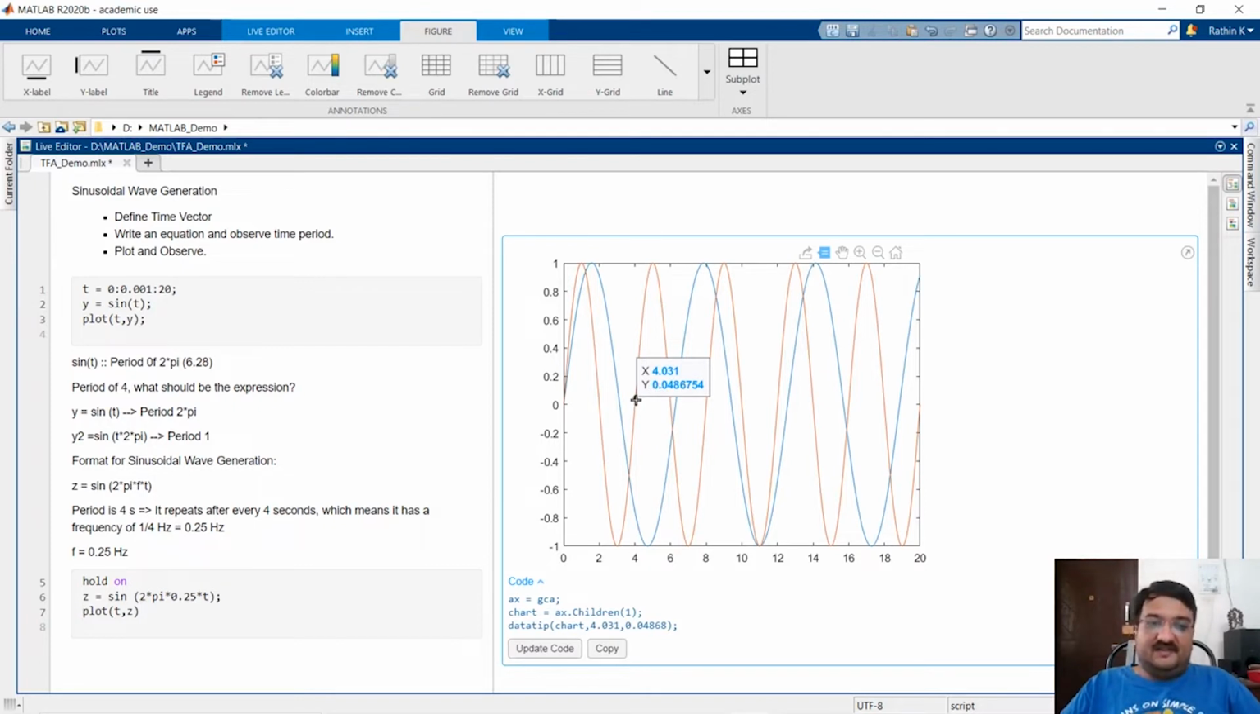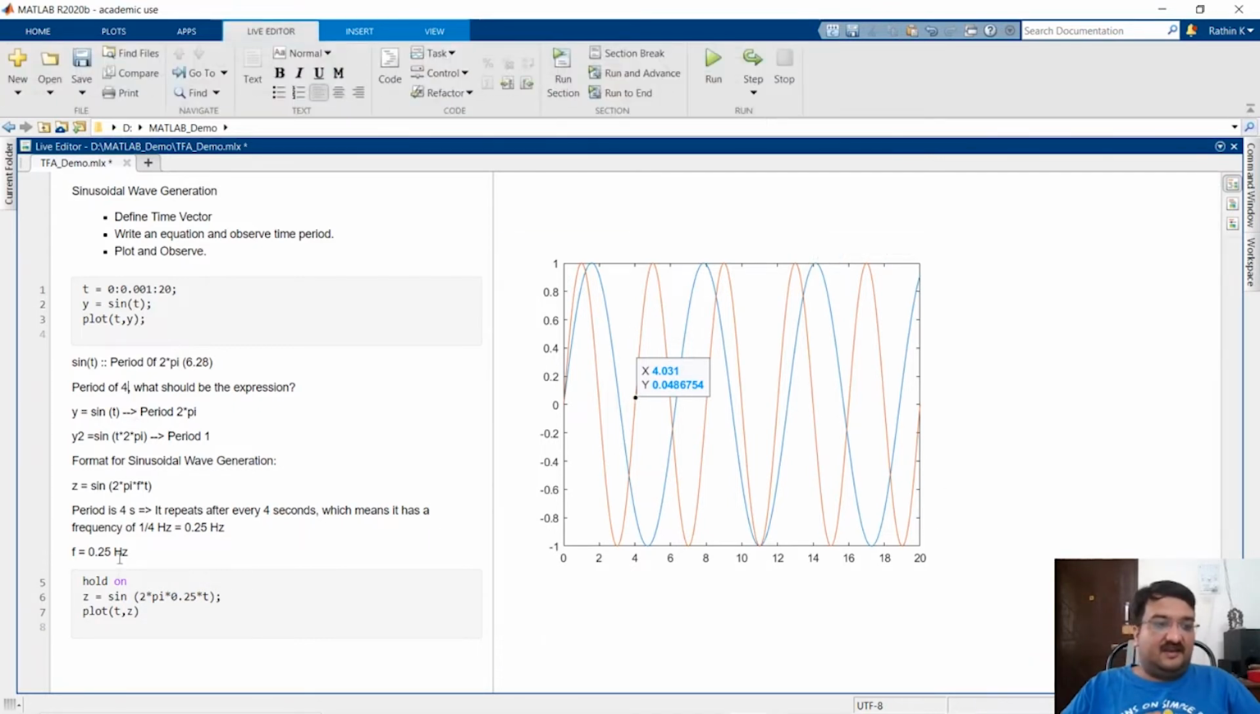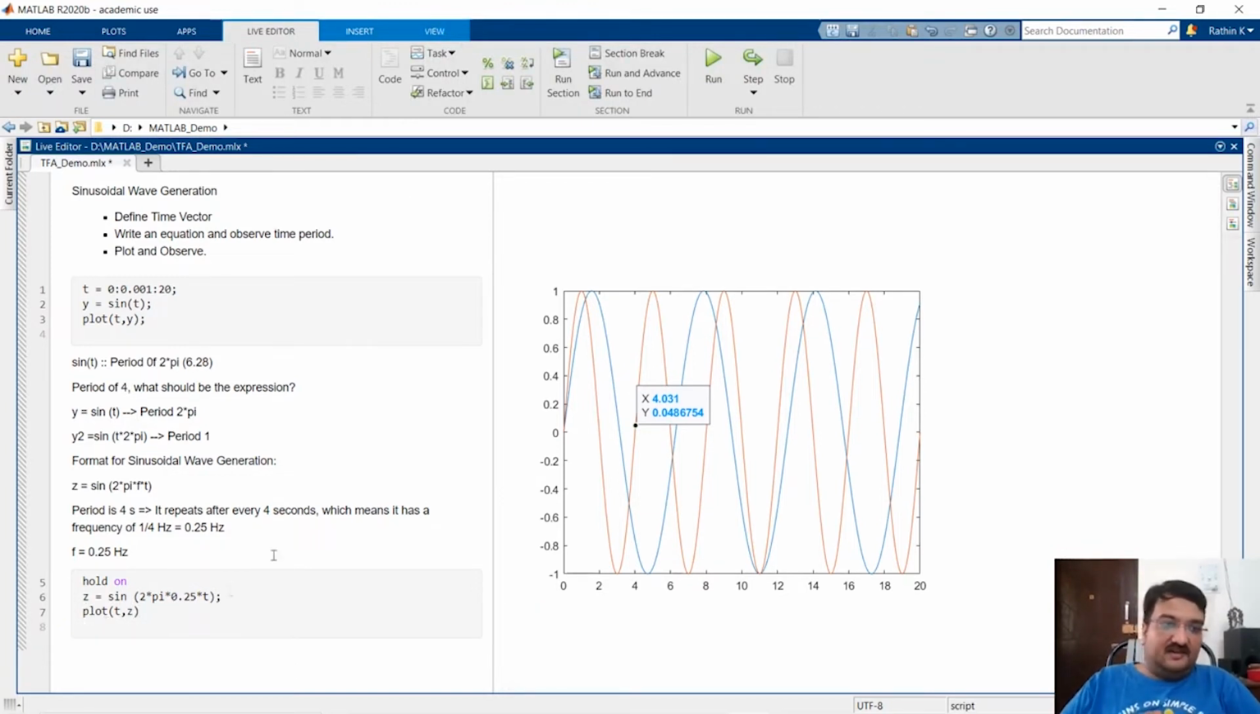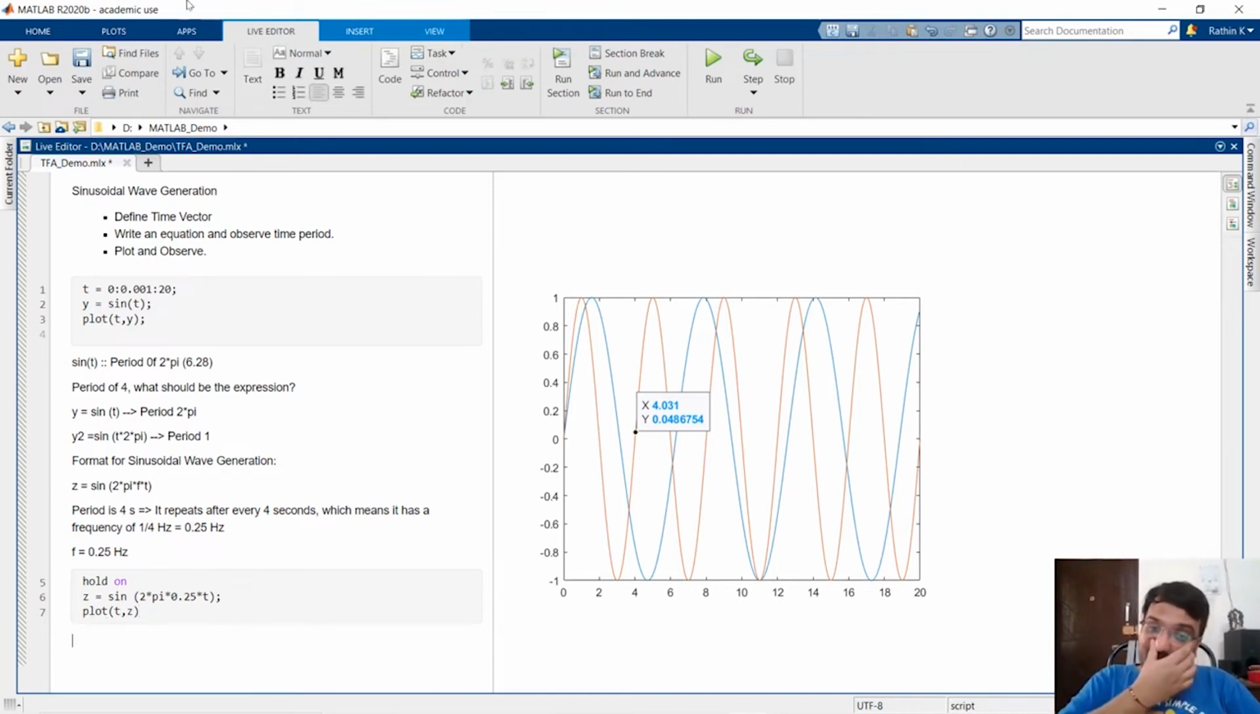Okay, so you can see that what we wanted is a period of 4, so it should repeat 5 times within 20 seconds. We get it. So what is the format now? The main thing to understand here is the format. You should be able to generate all kinds of desired waveform on your own. So the format is y is equal to sine 2 pi f t, where t is the time vector, f is the input frequency.